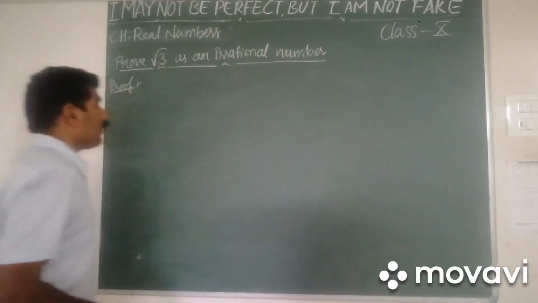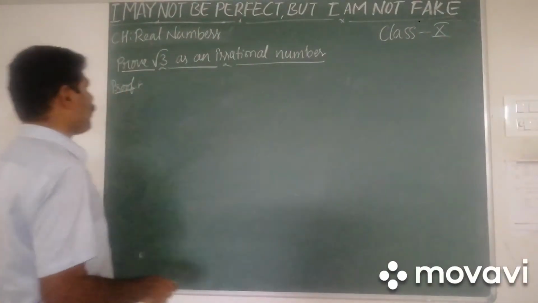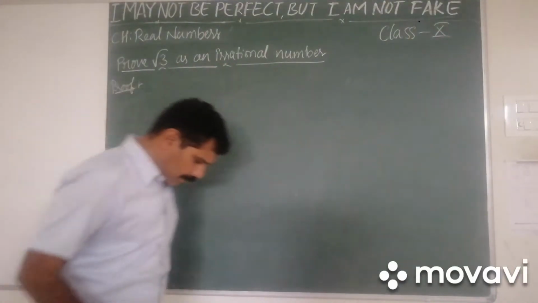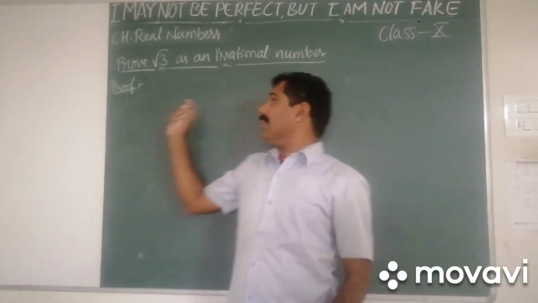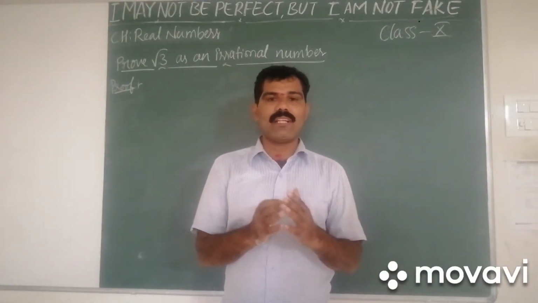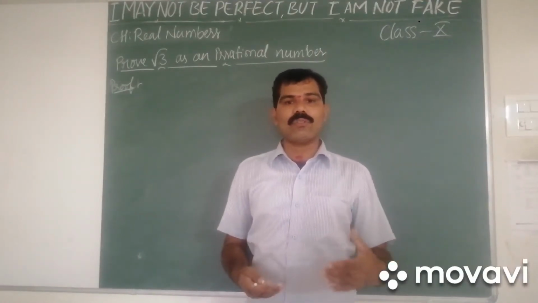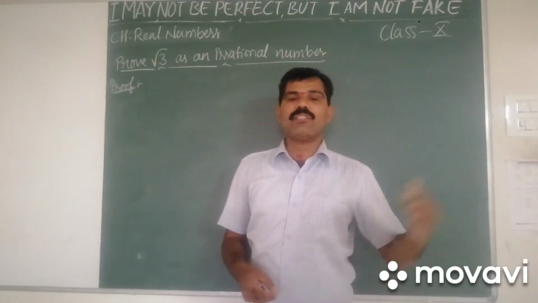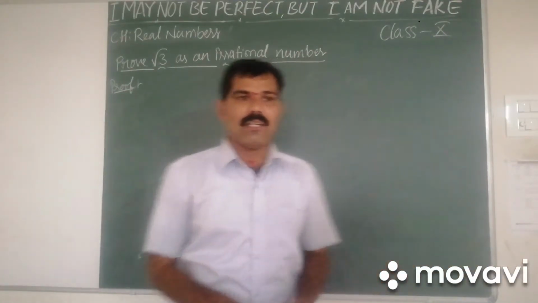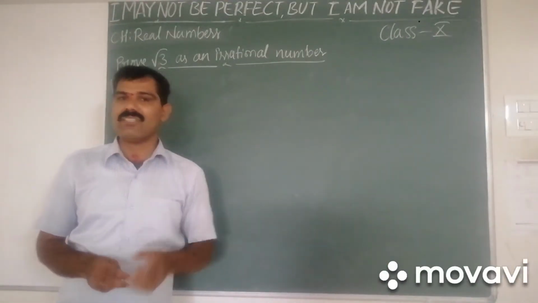Today we are going to solve a problem from real numbers of class 10. What is the problem here? We have to prove root 3 is an irrational number. Here first I will assume that root 3 is a rational number, and finally I will conclude that root 3 is not a rational number. If it is not a rational number, then it is nothing but an irrational number. So first let me assume that root 3 is a rational number.